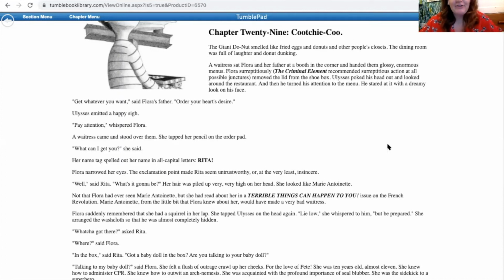The giant donuts smelled like fried eggs and donuts and other people's closets. The dining room was full of laughter and donut dunking. A waitress sat Flora and her father at a booth in the corner and handed them glossy, enormous menus. Flora surreptitiously, the criminal element recommended surreptitious action at all possible junctures, removed the lid from the shoebox. Ulysses poked his head out and looked around the restaurant, and then he turned his attention to the menu. He stared at it with a dreamy look on his face. Get whatever you want, said Flora's father. Order your heart's desire. Ulysses emitted a happy sigh.